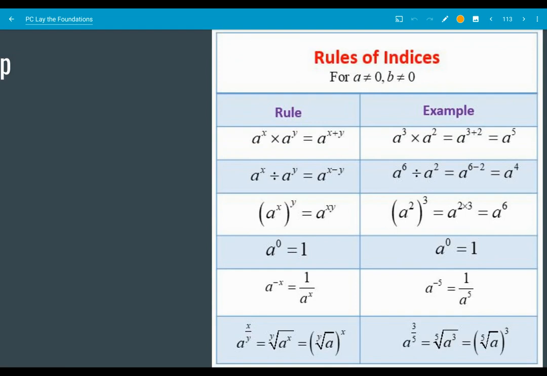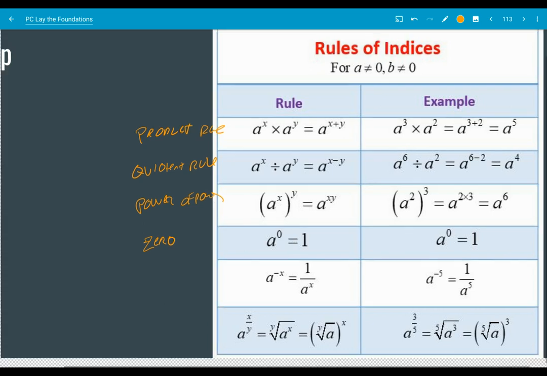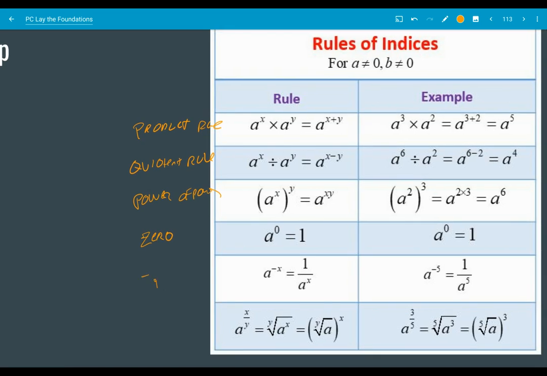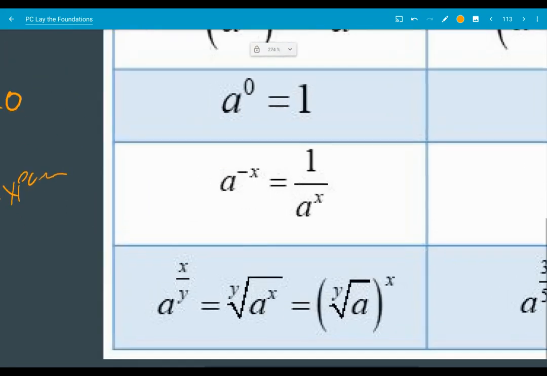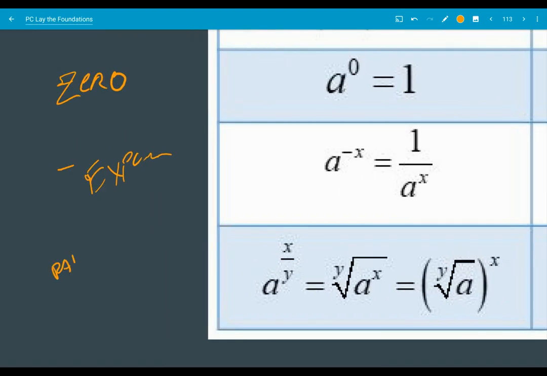So we have, I'll label these, the product rule, the quotient rule, the power of a power rule, the 0 power rule, the negative exponent rule, and then this last one we haven't really talked about, but this last one is called the rational exponent, or rational indices.